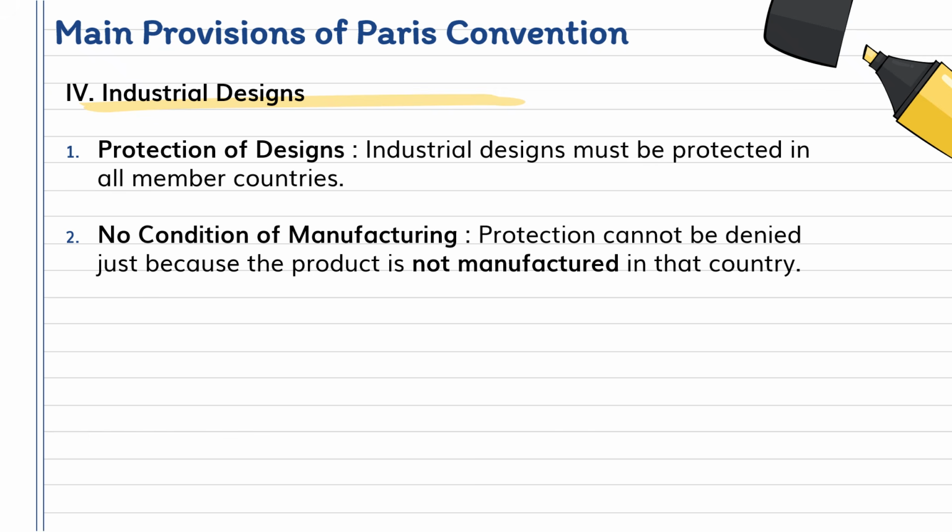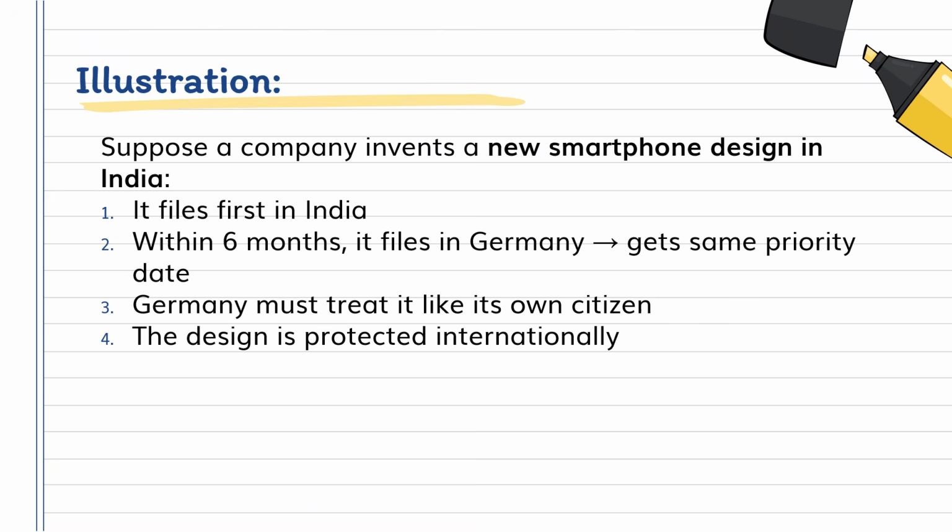Next one, industrial designs. Industrial designs must be protected in all countries. Protection cannot be denied just because the product is not manufactured there. For example, a phone design registered in India is protected globally. Next slide, illustration. Suppose a company creates a smartphone design in India. It files in India first, then within 6 months files in Germany and gets the same priority date. Germany treats it like a local company and the design is protected worldwide.